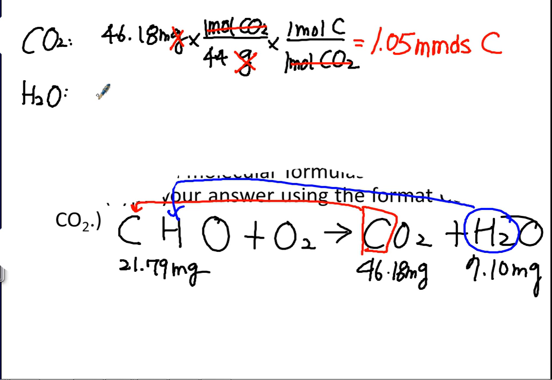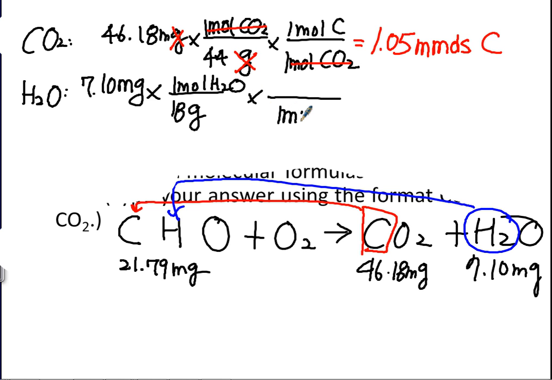Okay, for water, quiet down please. I have 7.10 milligrams for every 18 grams of water. I have 1 mole of water. But how many moles of hydrogen do I have in here? 2 moles. For every 1 mole of water, I have 2 moles of hydrogen.